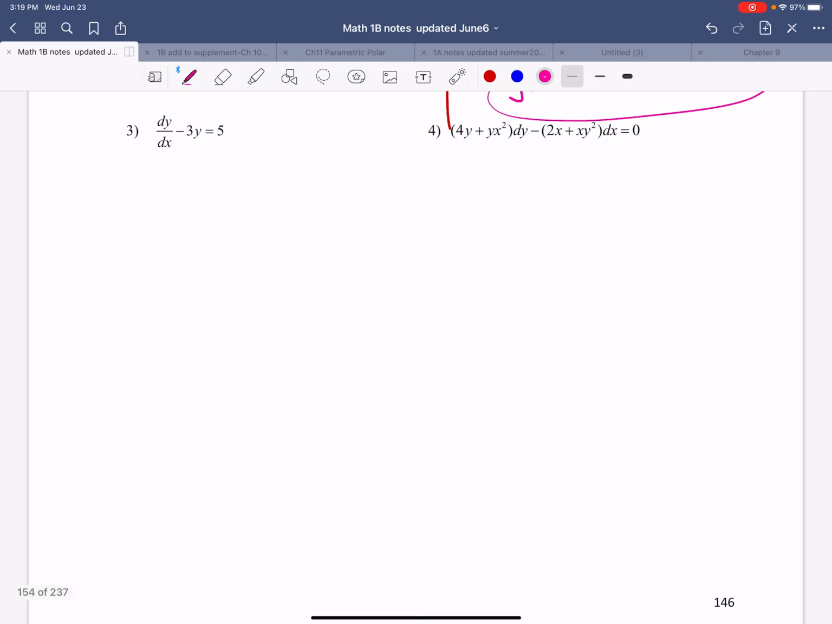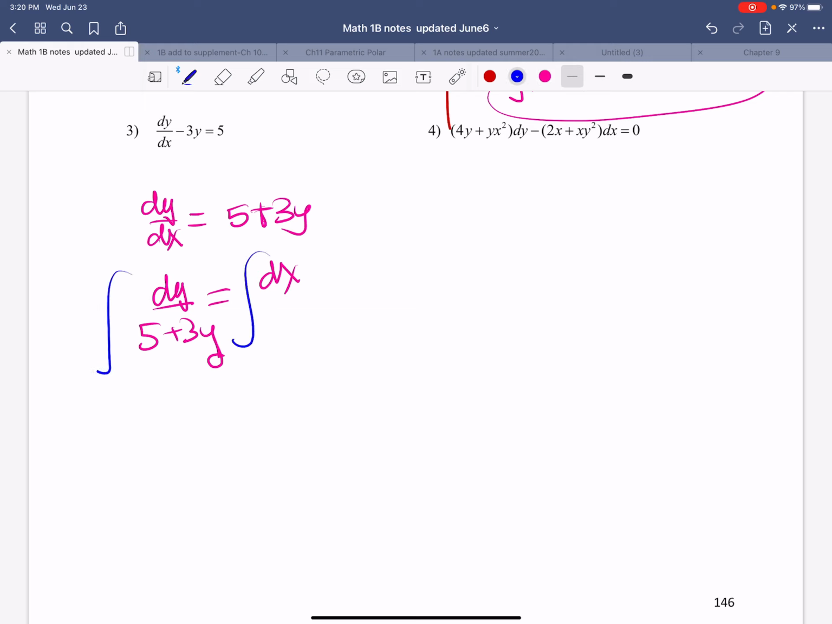Next example, dy over dx minus 3y is equal to 5. Again, it's a differential equation. dy over dx is equal to 5 plus 3y. I was planning to bring the 5 to the left hand side, but I will just leave it like that. 5 plus 3y. Now, how can I isolate? So we can bring 5 plus 3y to the left hand side. dy over 5 plus 3y is equal to dx. Yep, that looks good. Now we can go ahead and do the integration here.